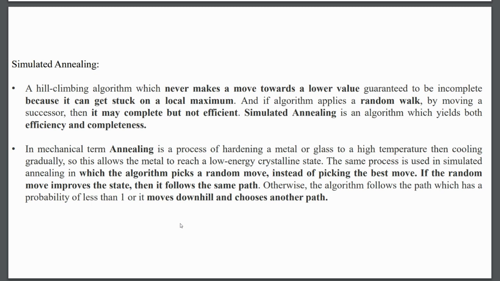In mechanical terms, annealing is a process of hardening a metal or glass by heating to a high temperature and then cooling gradually. This allows the metal to reach a low energy crystalline state. The same process is used in simulated annealing, in which the algorithm picks a random move instead of picking the best move. If the random move improves the state, then it follows the same path. Otherwise, the algorithm follows a path which has a probability of less than one, or it moves downhill and chooses another path.